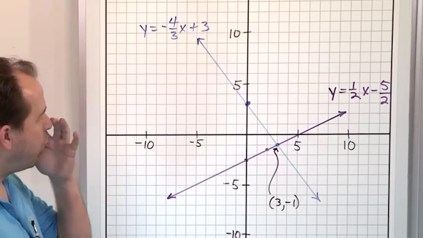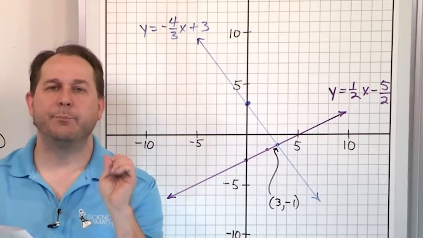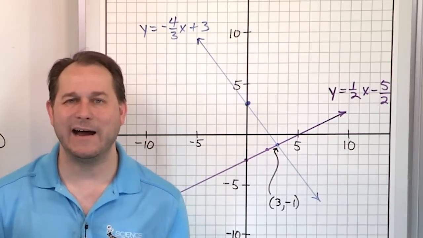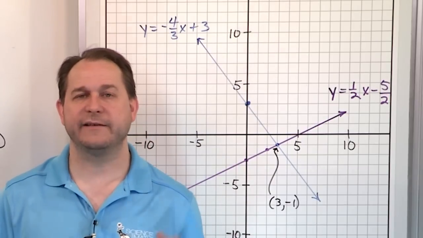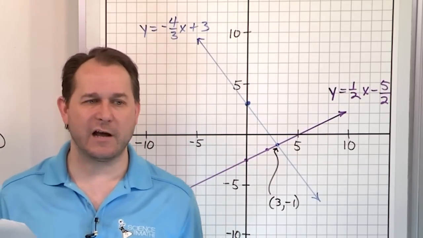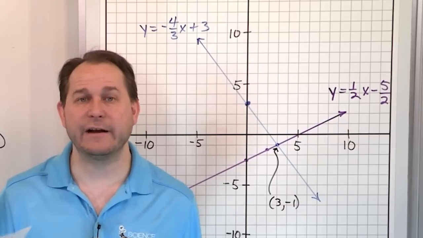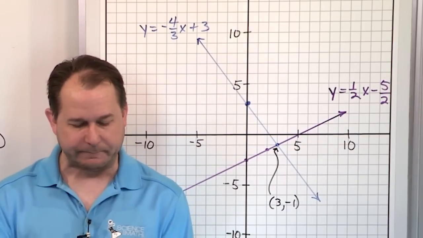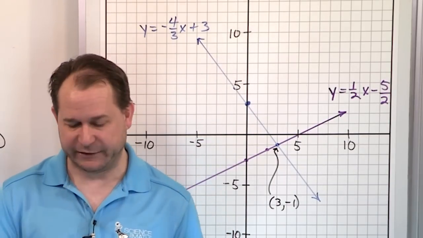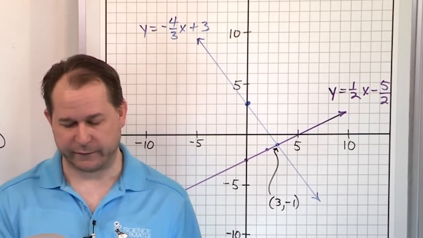So you see, what we're trying to say is that a point can only lie on 2 totally separate lines at the same time if those lines cross each other. We say that they intersect each other, right? And if they intersect each other, they lie on both of those lines.